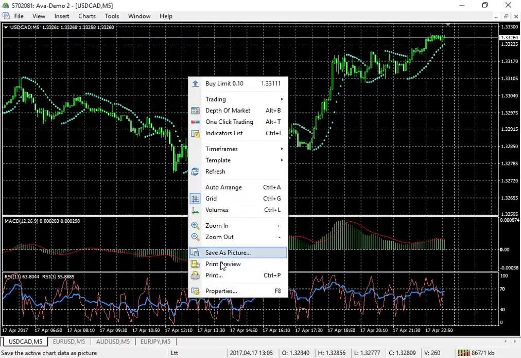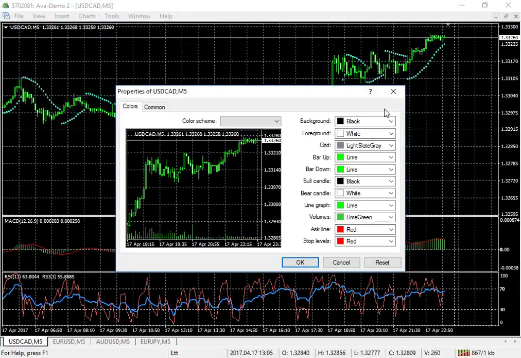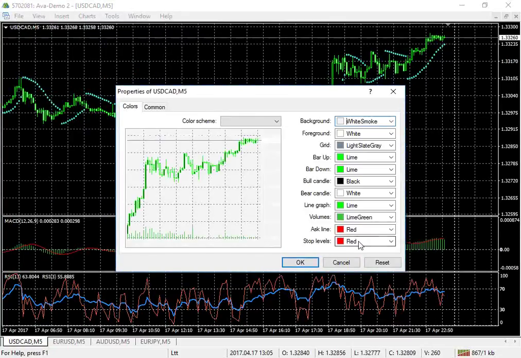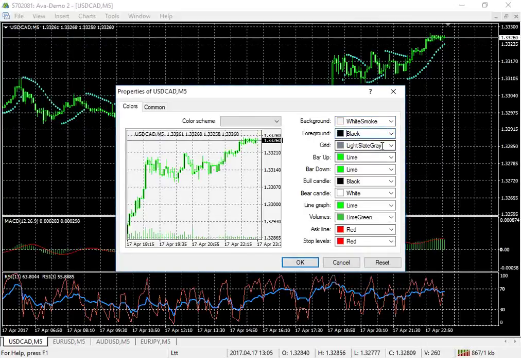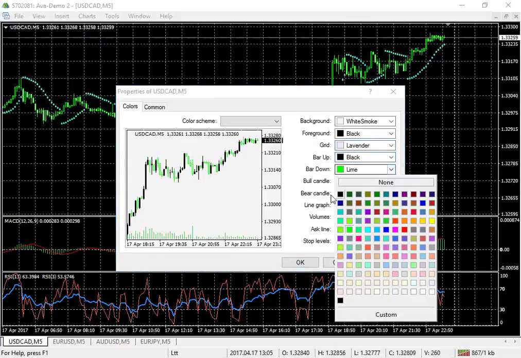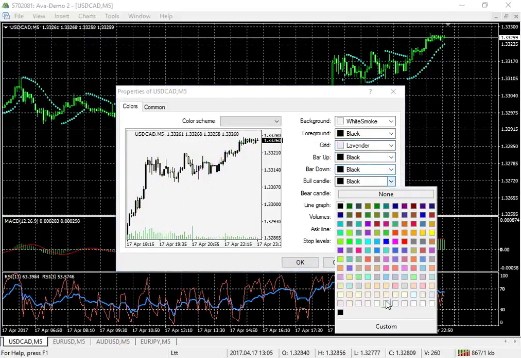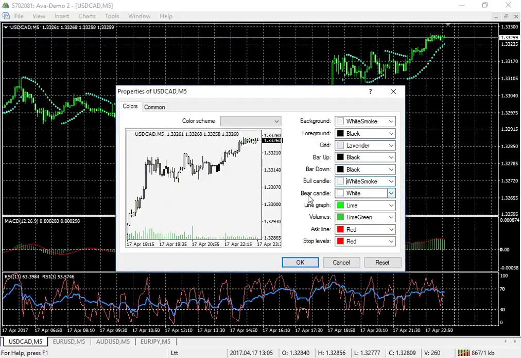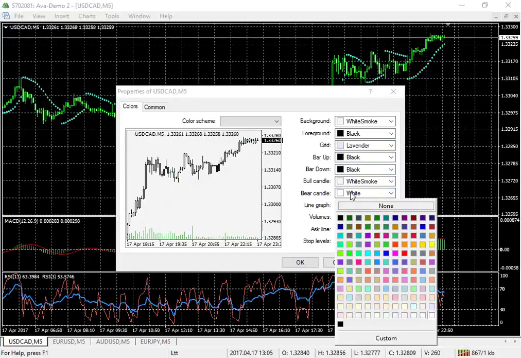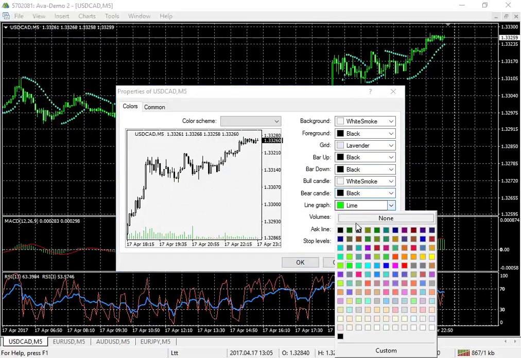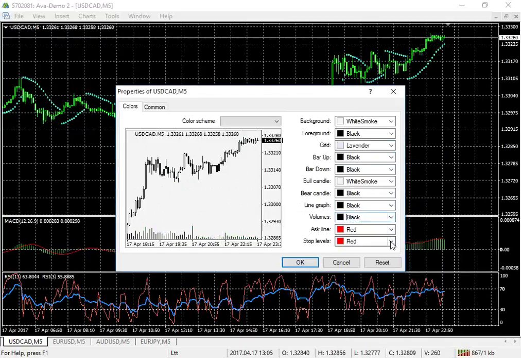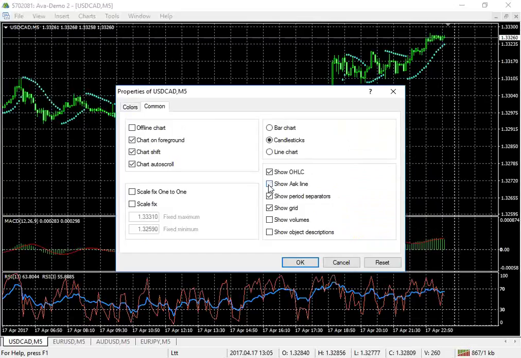Now that I have a one-click order on my chart, I'm going to clean this chart up. Right-click, Properties. I'm going to get rid of all of the different colors. I want a white background. I like my font to be black, my grid faint in the background. My up bar outline and my down bar outline are black. My inside bullish bars are white to reflect up. My bearish candles inside are black. My line graphs are black. My volume bars are black. My asking line is green, and my stop levels are red. This is my color scheme under my properties.